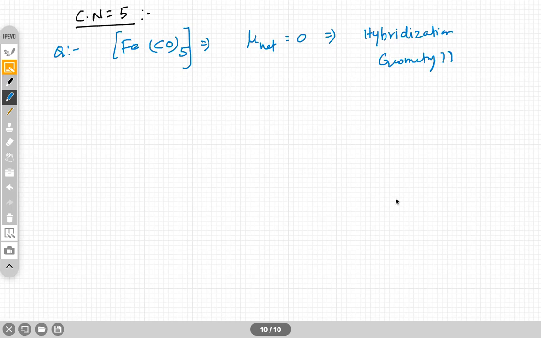Okay, see this. Obviously, the oxidation state is 0, and iron has 26 electrons. So the electronic configuration is argon 4s2 3d6.